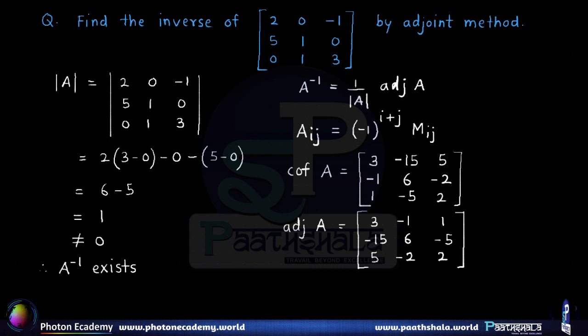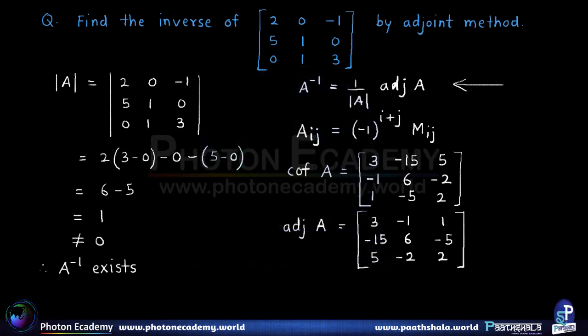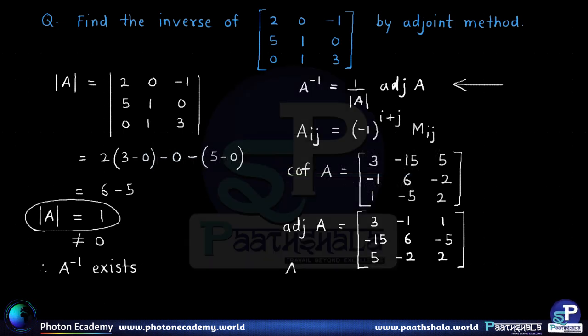And now finally we use the formula, that is A inverse is equal to 1 upon determinant A into adjoint A. But here we have seen that determinant of A is nothing but 1. So finally we get A inverse same as the adjoint. So A inverse is nothing but whatever matrix we have got as adjoint. So that's the way we find the inverse by adjoint method.